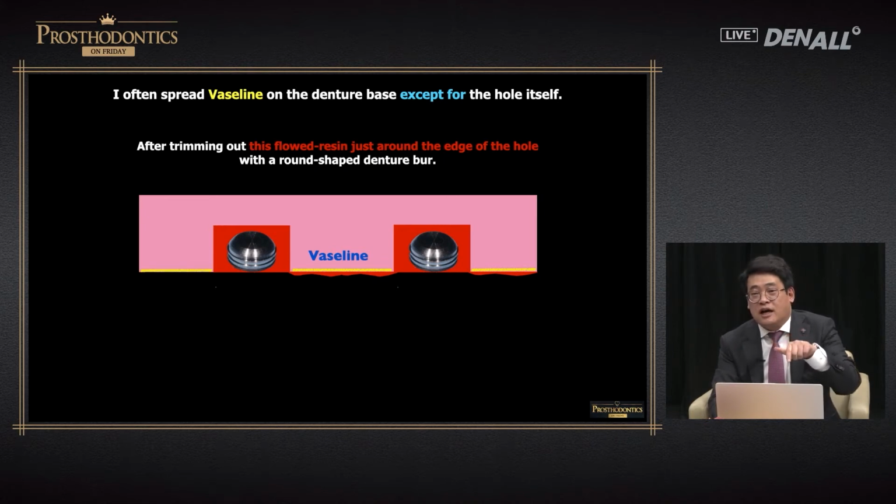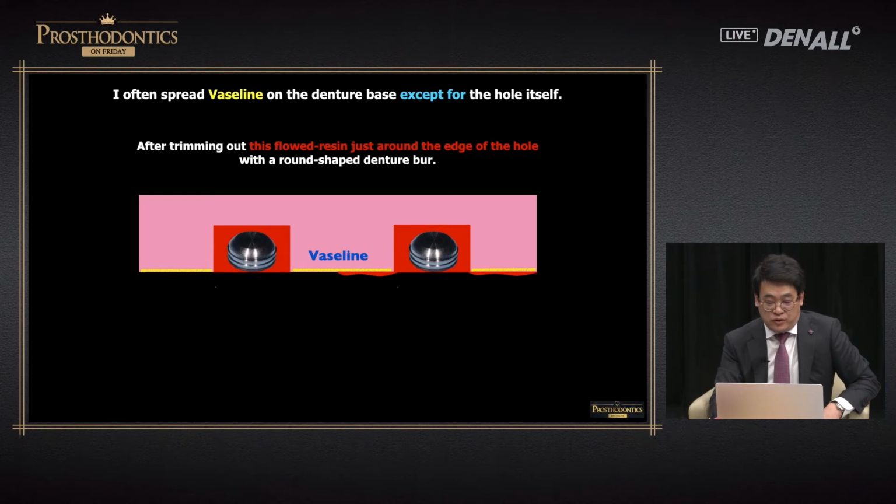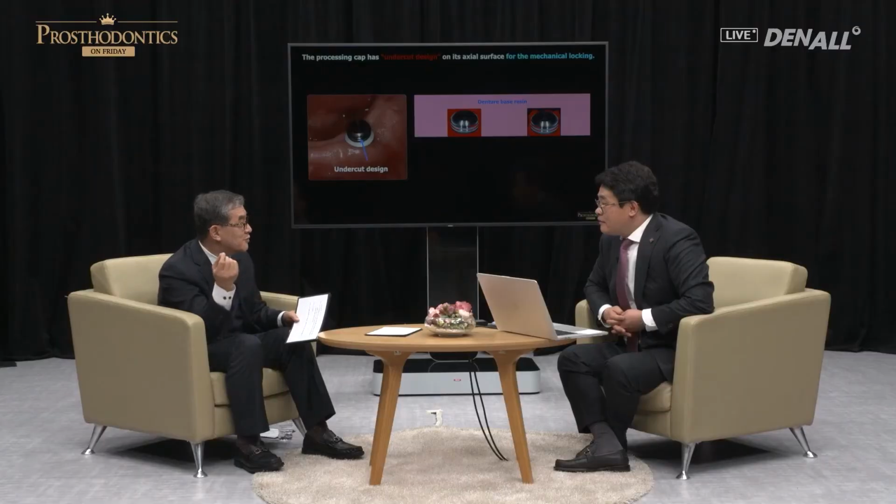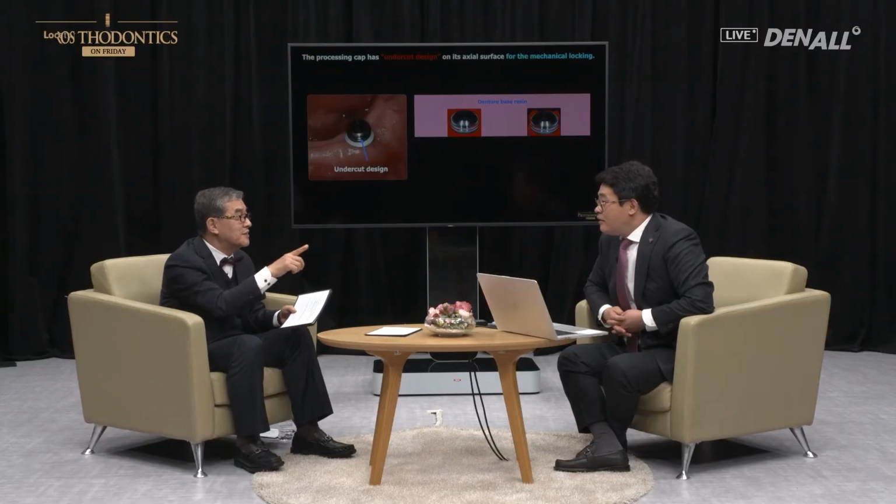I use round-shaped denture burr to trim out the excessive resin around the hole. And this is a very important tip. At times, there can be an area where it's insufficient because we don't use a whole lot. In that case, you can use a micro brush to adjust it. That is correct. I'm sure you already do it like this. If there's air bubble, you can use micro brush and then position the denture.